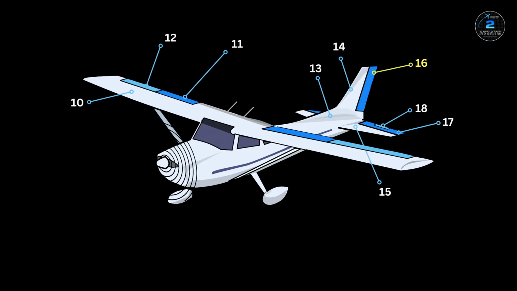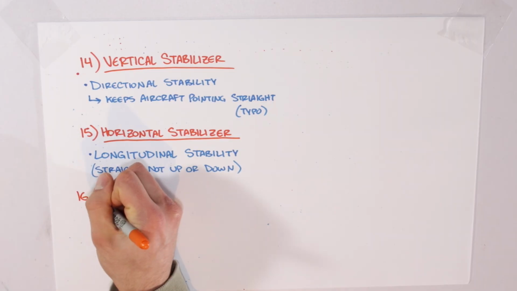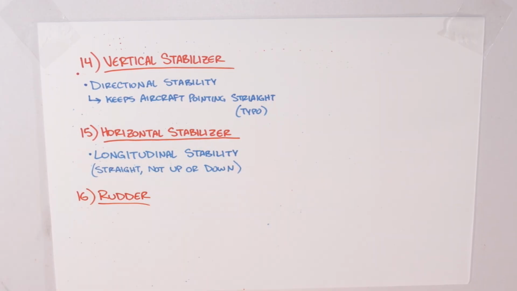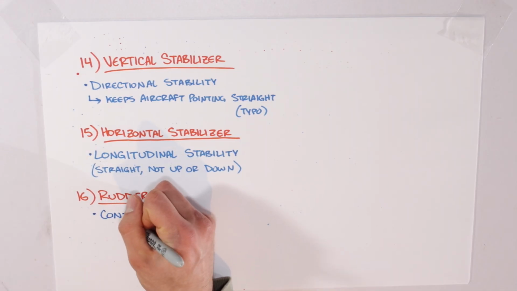Next is the rudder. The rudder is a movable surface on the vertical stabilizer. Think of it like the rudder on a boat, but working in air instead of water. The rudder controls the movement of yaw, which, remember, is the lateral rotation of an airplane along the vertical axis.